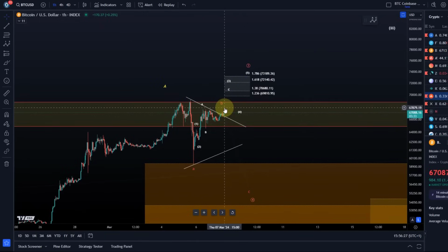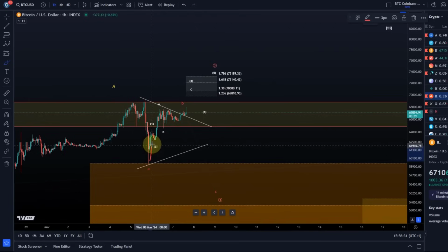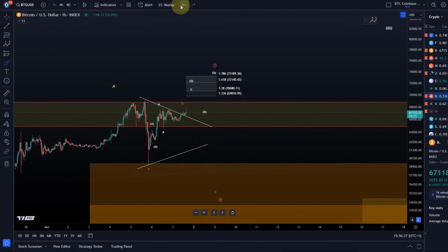At the moment, we only have 3 waves up. You could say, okay, maybe, but didn't we get 5 waves? 1, 2, 3, 4, 5. Yeah, but it's not a 5-wave move. Yeah, we have visually 5 waves, but the Fibonacci projections do not align.